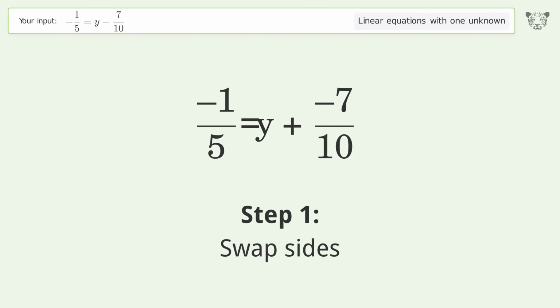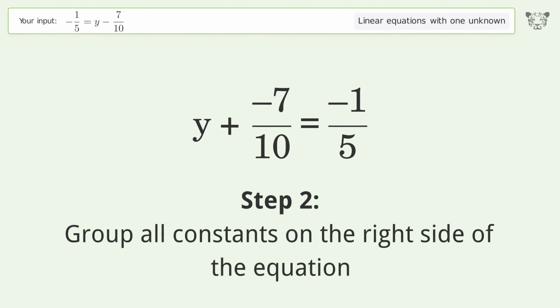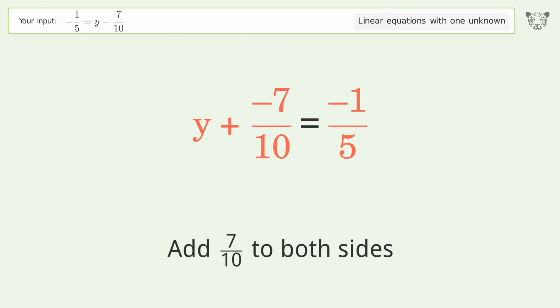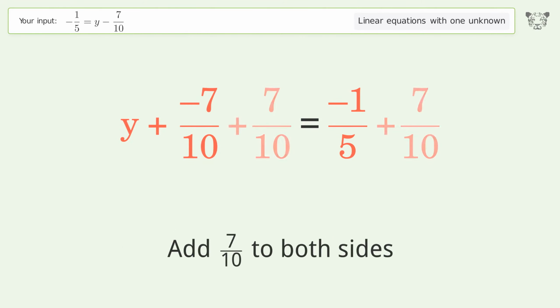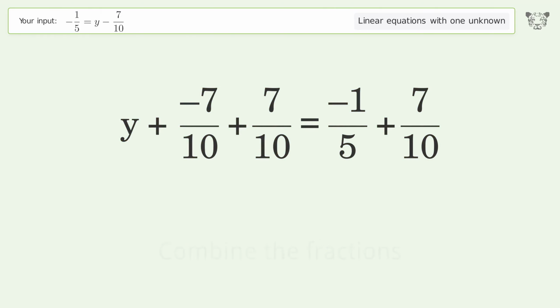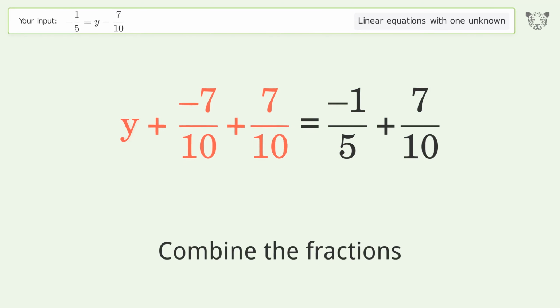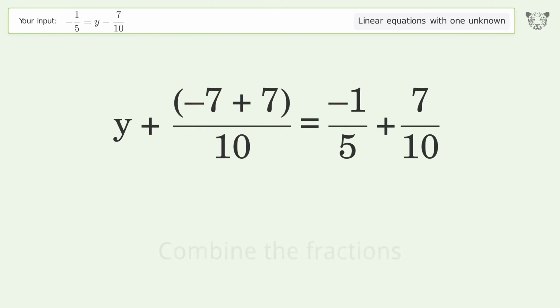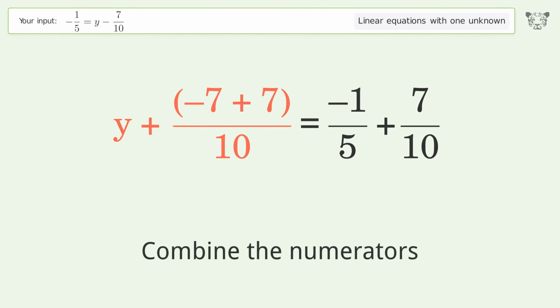Swap sides. Group all constants on the right side of the equation. Add 7 over 10 to both sides. Combine the fractions. Combine the numerators.